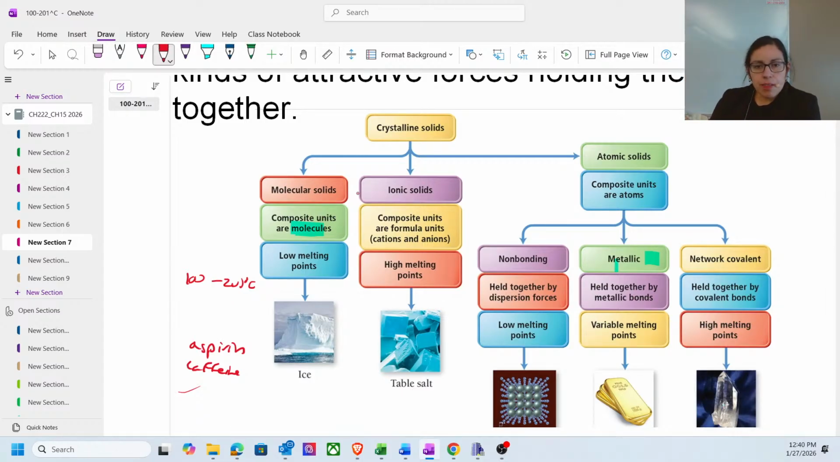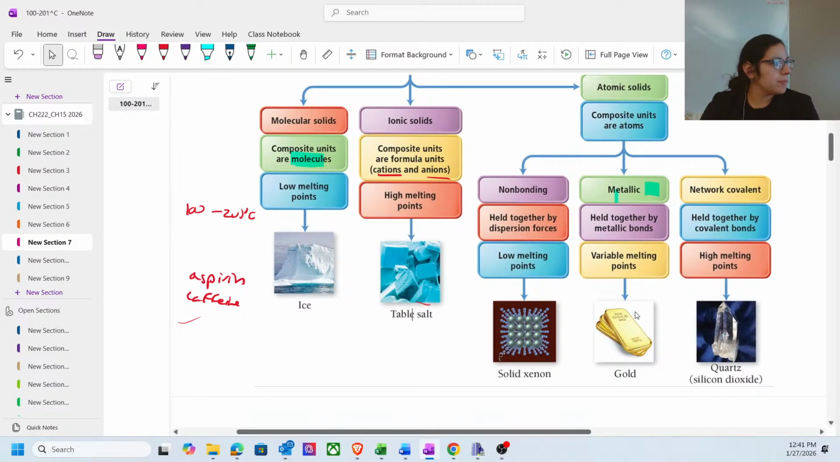And then comparing that to ionic solids, all our salts. Those are made out of cations and anions, and because of that they have extremely high melting points. They have table salt, but again, any ionic compound is pretty robust and not going anywhere.